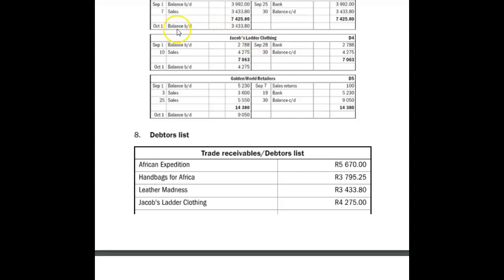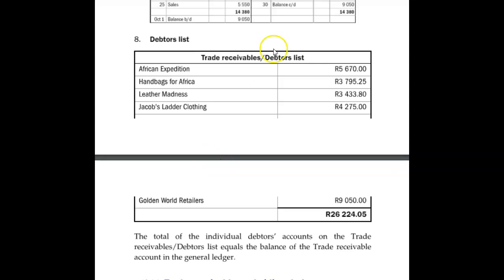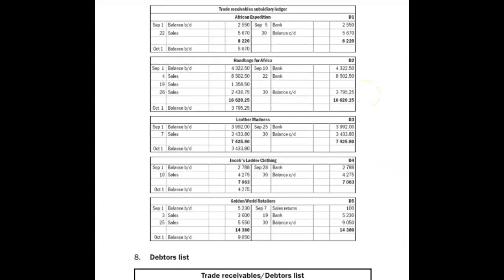And at the end of the day, the balance brought down will be put over here, so that the balances that they owe will be listed and should equal the trade receivables amount. Okay, so that's the summary of trade receivables, how it works and whatnot, and the journal entries. Yeah, so that's for trade receivables.